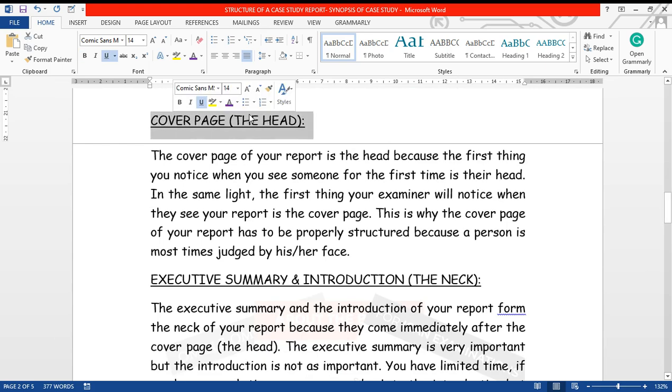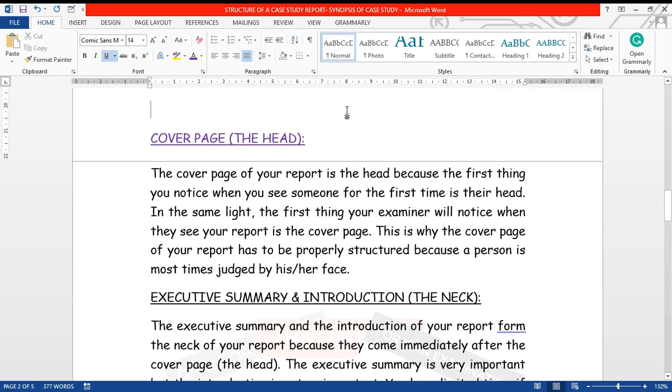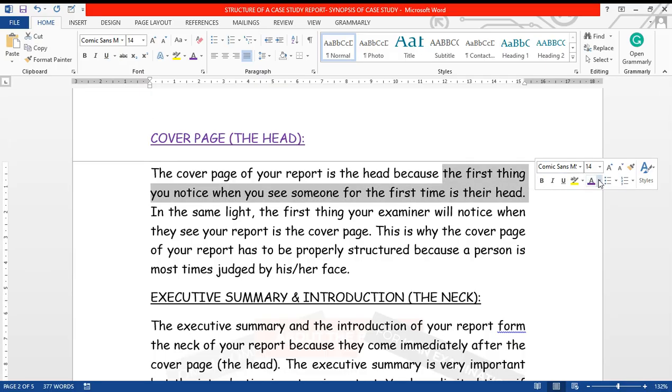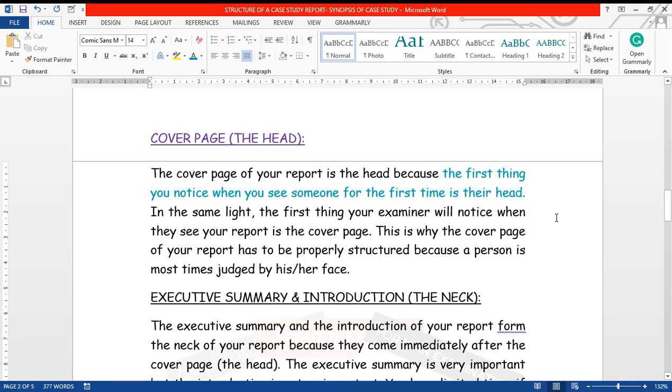The cover page is the head of your report. That's the first thing. And why is it the head of your report? When you see somebody for the first time, the first thing you notice is their head. How do you know that John is coming, or Matthew, or Mary? You know because of their facial features, because you have seen the person's head. So the cover page is the first thing you see, the head of your report.